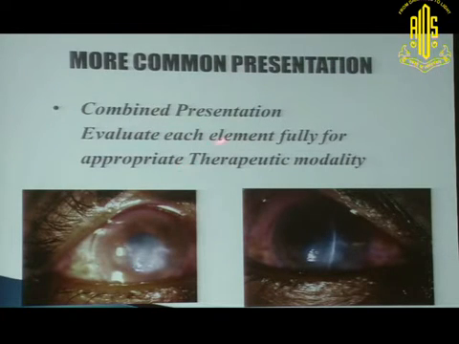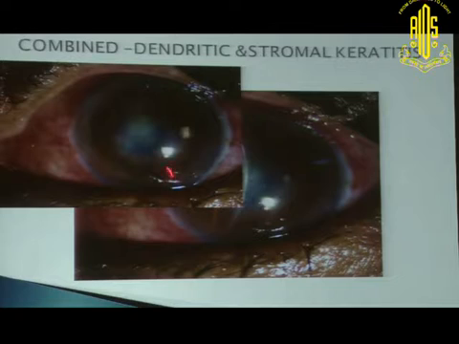The commonest presentation is a combined presentation, so evaluate each element fully for the appropriate therapeutic modality. Like the patient may present in this manner, with an epithelial lesion along with stromal edema. So here, first treat the epithelial lesion and then go on to treat the stromal component. This is what I am trying to say is the combined form. This is another way where we get this kind of dendrite. You see this dendrite and there is associated edema along with that.